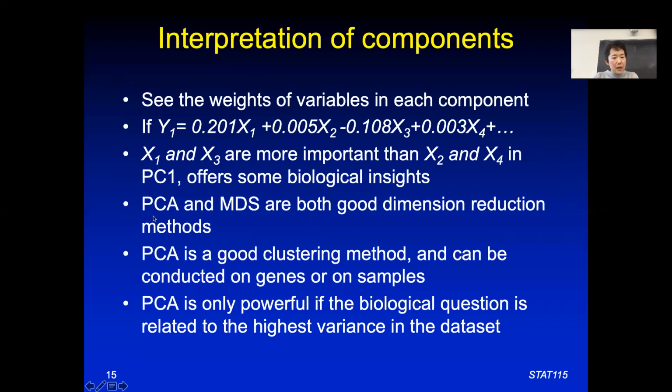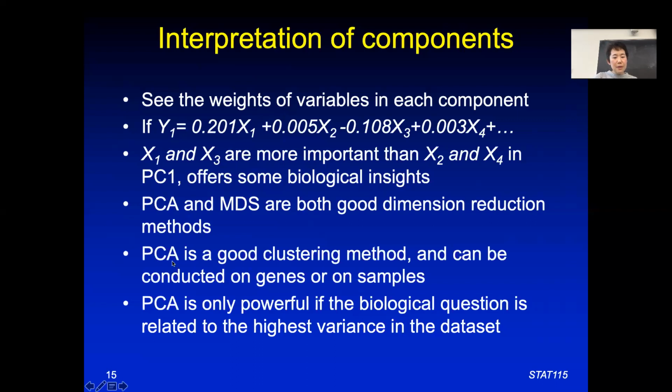So PCA and MDS, multidimensional scaling, are both good at dimension reduction, but they are different in that MDS just tries to preserve the pairwise distance. But PCA wants to make sure that all the top principal components capture as much of the variability among all the samples as possible. So they try to optimize a slightly different objective function.